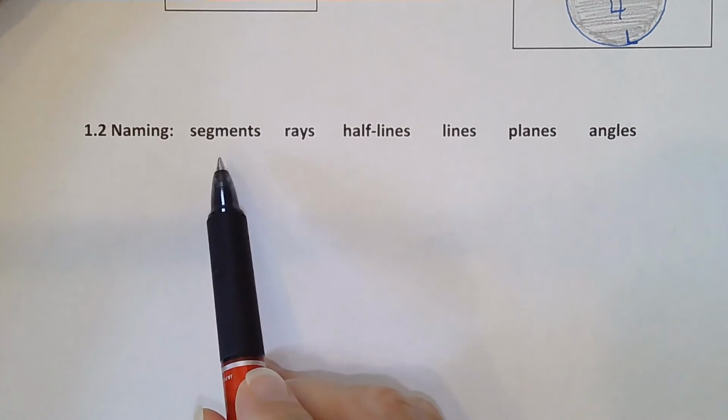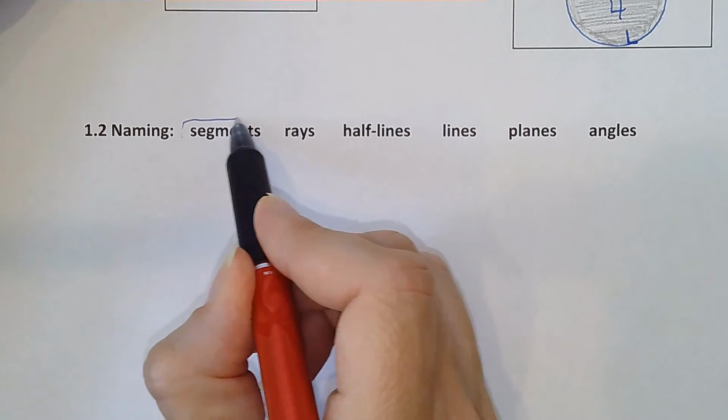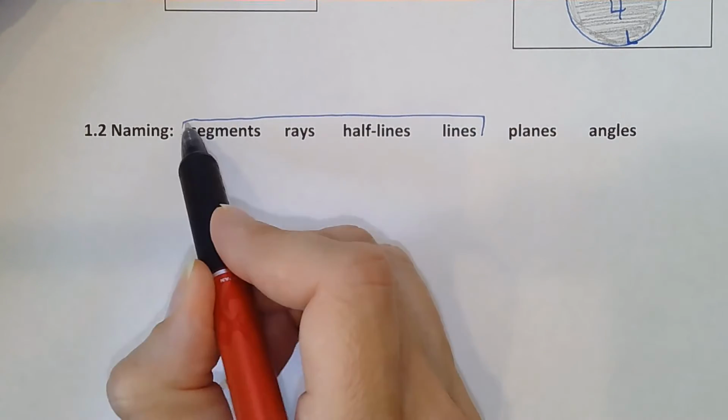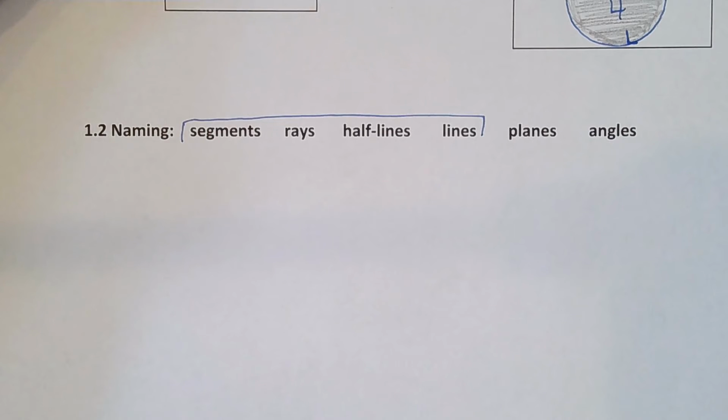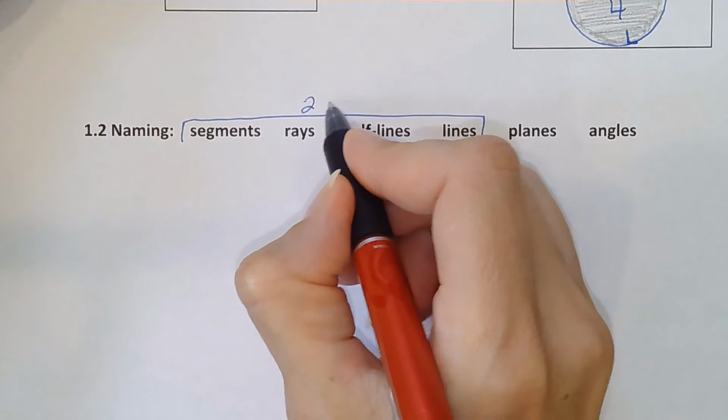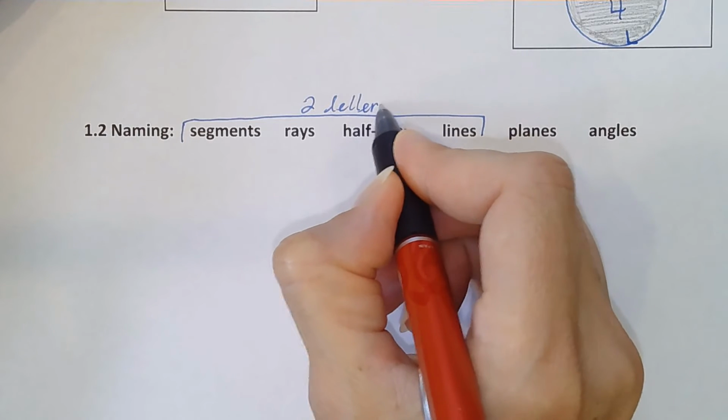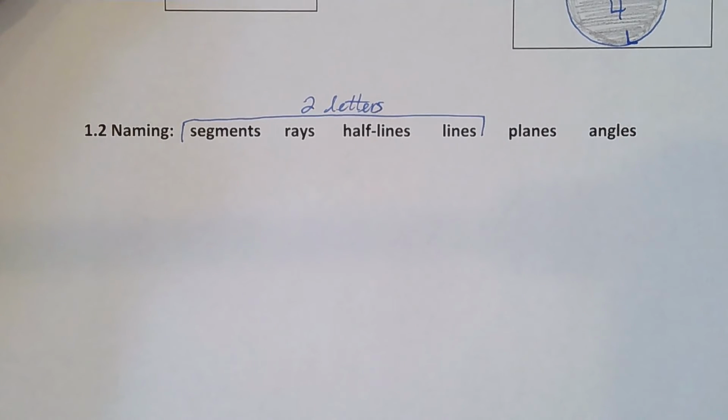So the thing about this is that segments, rays, half lines, and lines all have one thing in common: you want to use 2 letters to name them. Okay, you want to use 2 letters to name them. And there's an exception for lines, and I'll come back to that in a minute. But in general, we want to use 2 letters every time that we're naming segments, rays, half lines, and lines.